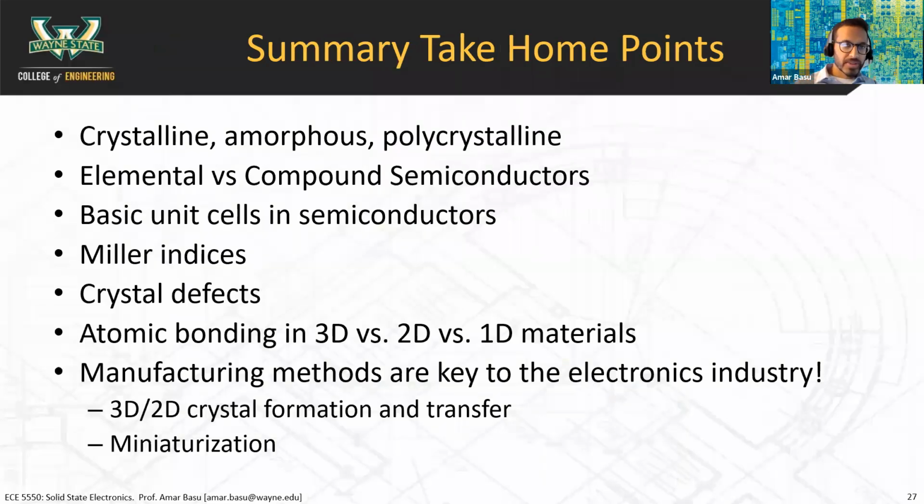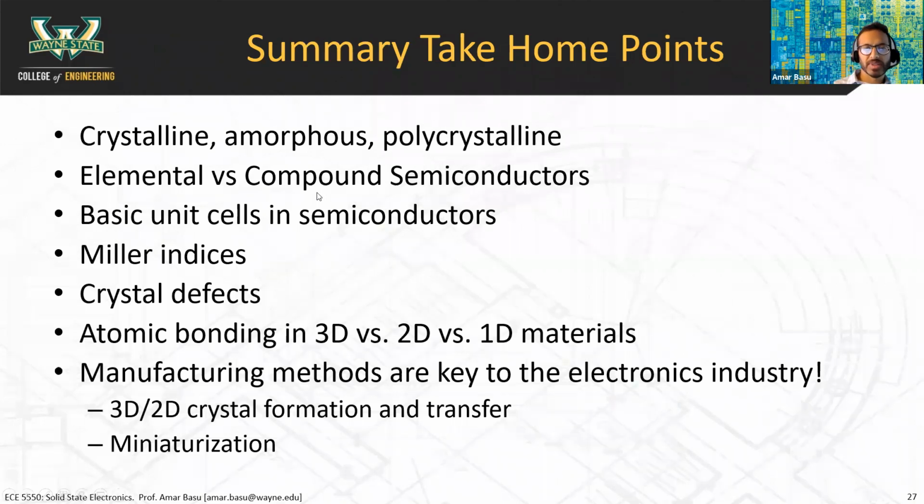All right, summary and take-home points for Module 1. I'm glad we're able to finish this today. So we talked about crystalline, amorphous, and polycrystalline materials. Okay, there's three types. Crystalline materials have a three-dimensional repeating structure. Amorphous materials are random arrangements of atoms, and polycrystalline materials are pieces of crystalline materials connected by grain boundaries.